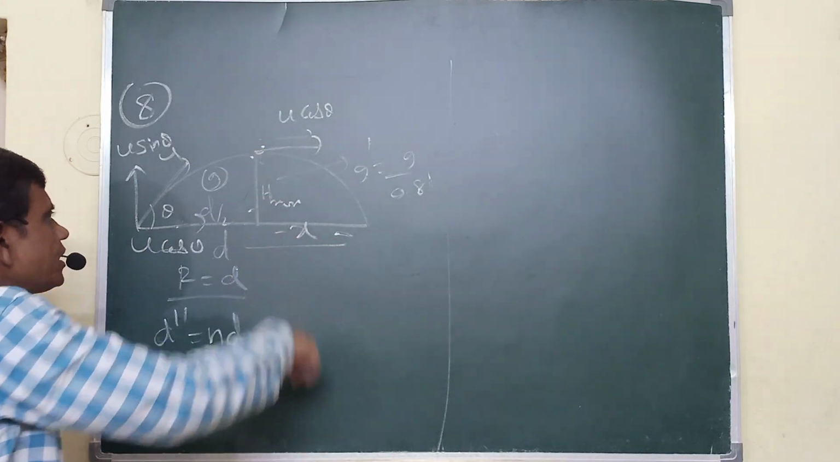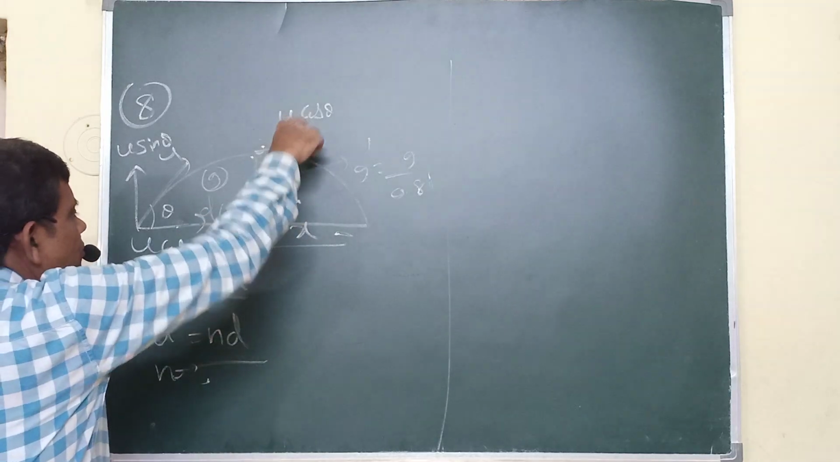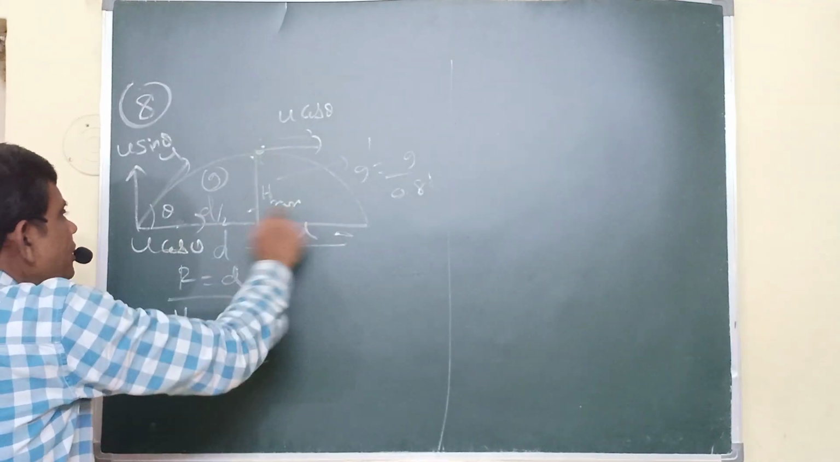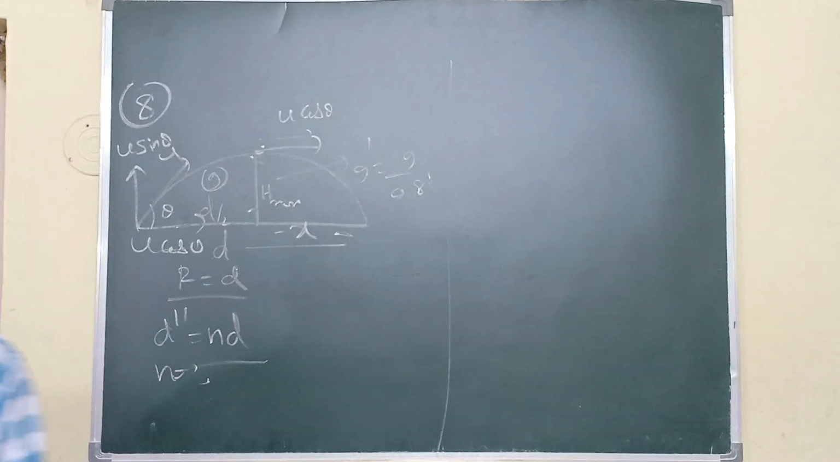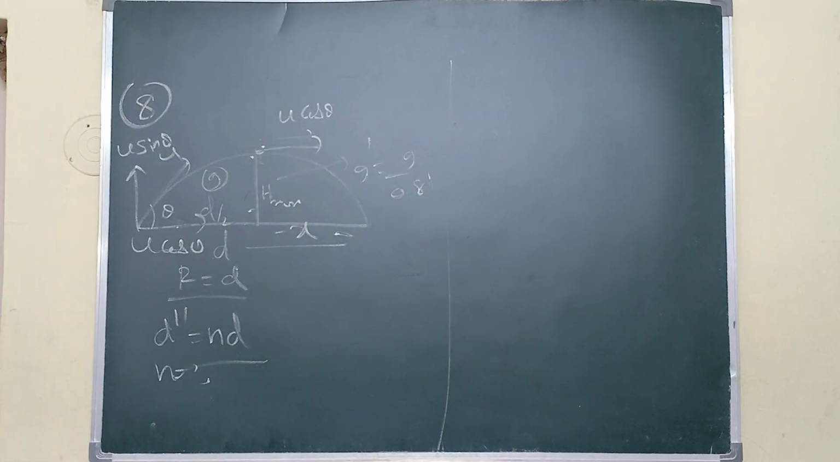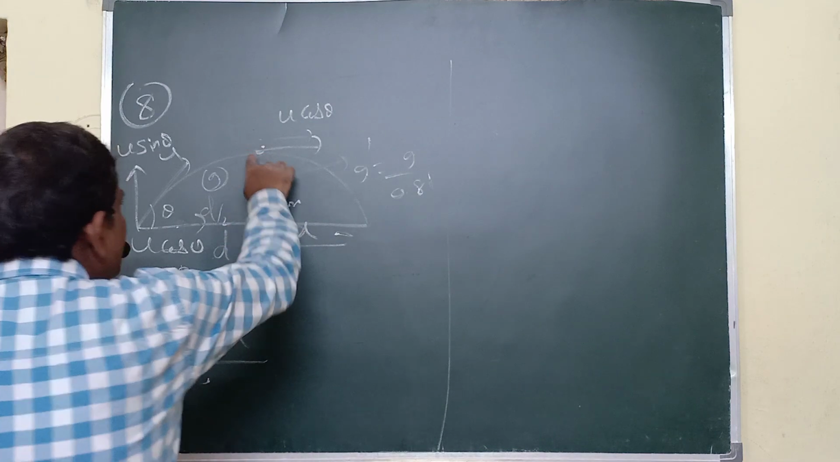So here I am finding the maximum height. Here the velocity we know. To reach from here to here, how much time does it take? First you find the total time. Total time generally is T equals 2u sin theta by g, if there is no change in the acceleration due to gravity. But here the acceleration due to gravity is changing. So for that purpose, I am finding the time to reach from here to here.